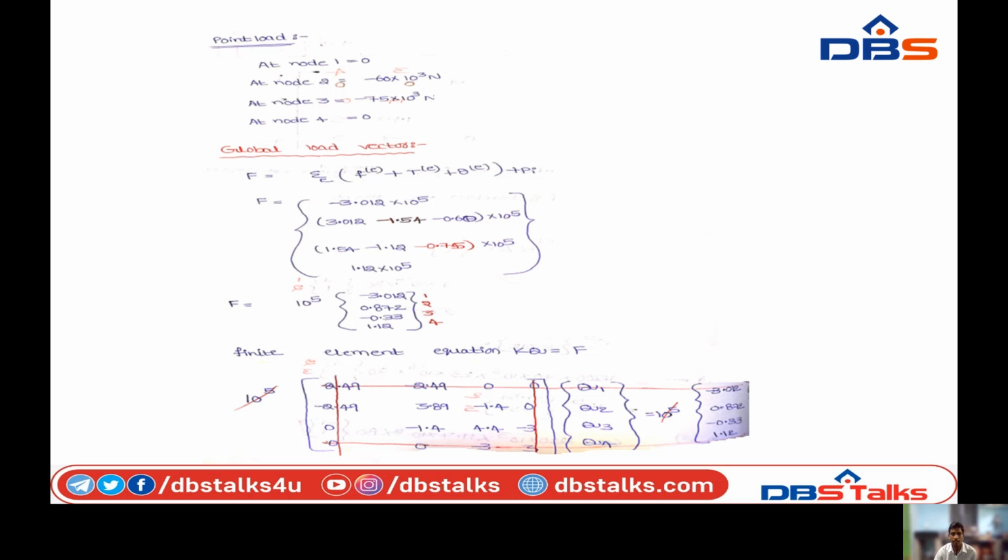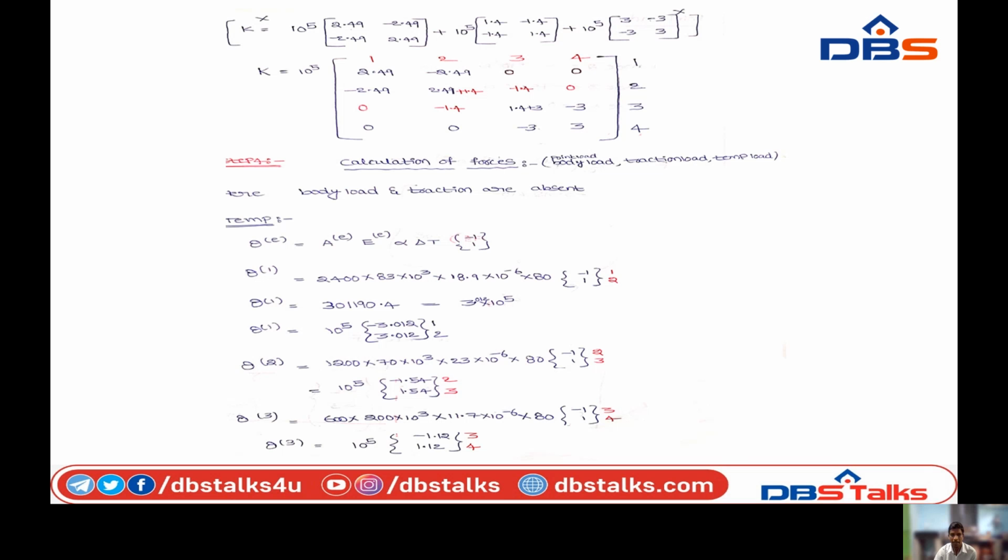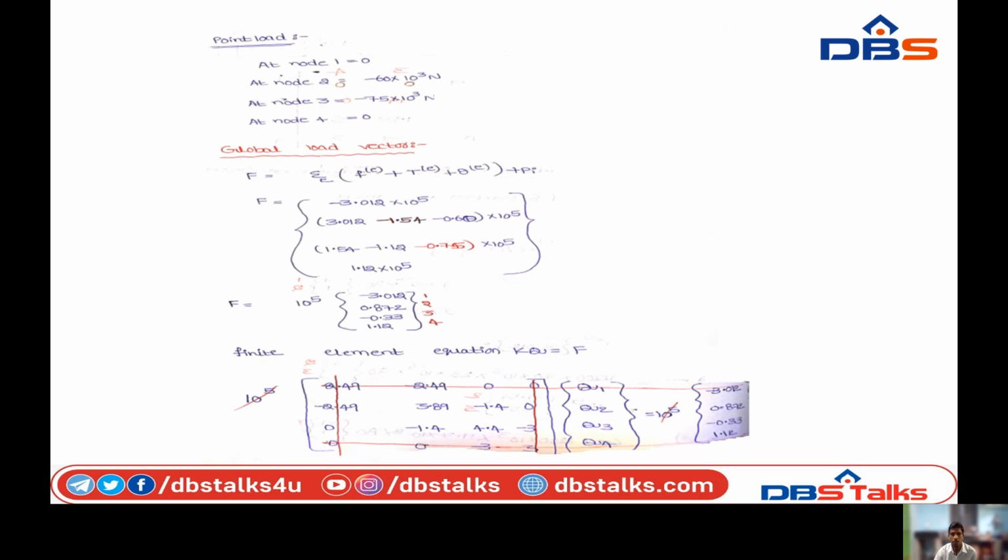Next, same procedure for node 3: remaining 1.54 minus 1.12. The point load acting at node 3 is minus 75 into 10 cube. So 1.54 minus 1.12 minus the point load at node 3, minus 75 because it is acting in the opposite direction, gives minus 0.75 into 10 to the power of 5. The remaining will be at node 4, 1.12 into 10 to the power of 5. After doing the calculations, the force vector will be, with 10 to the power of 5 taken as common, minus 3.012, 0.872, minus 0.33, 1.12. Beside that, similar to previous slides, I am taking 1, 2, 3, 4.